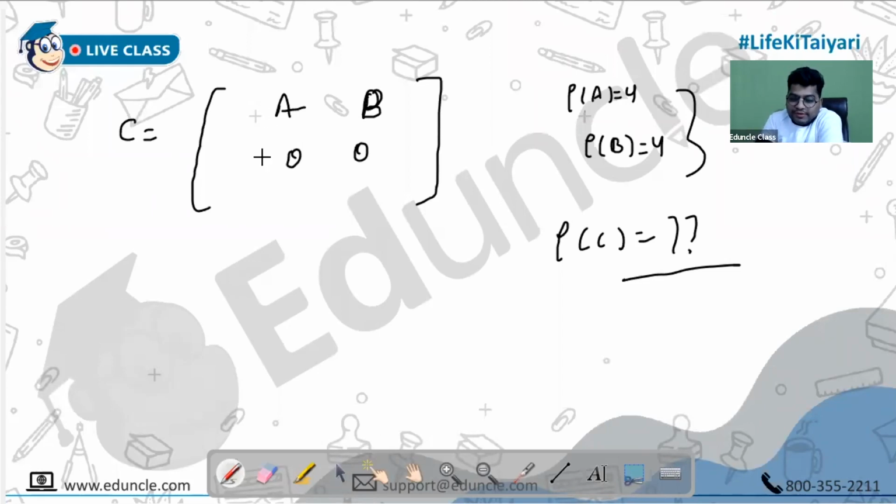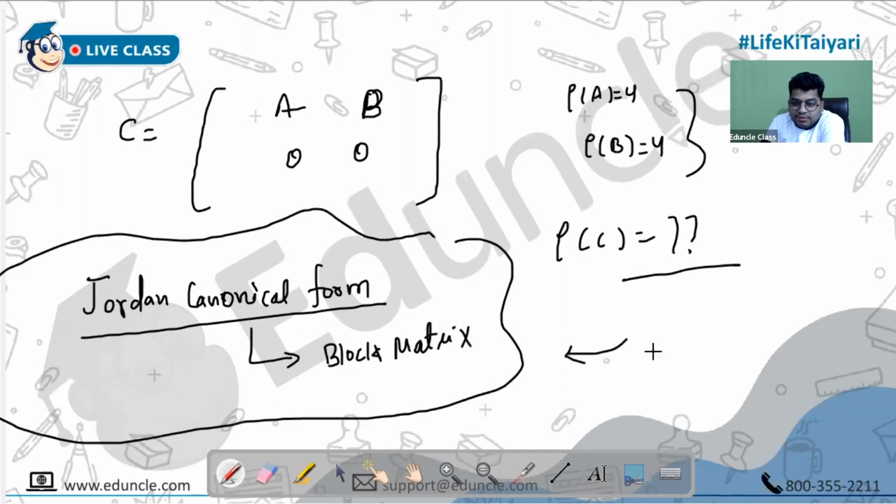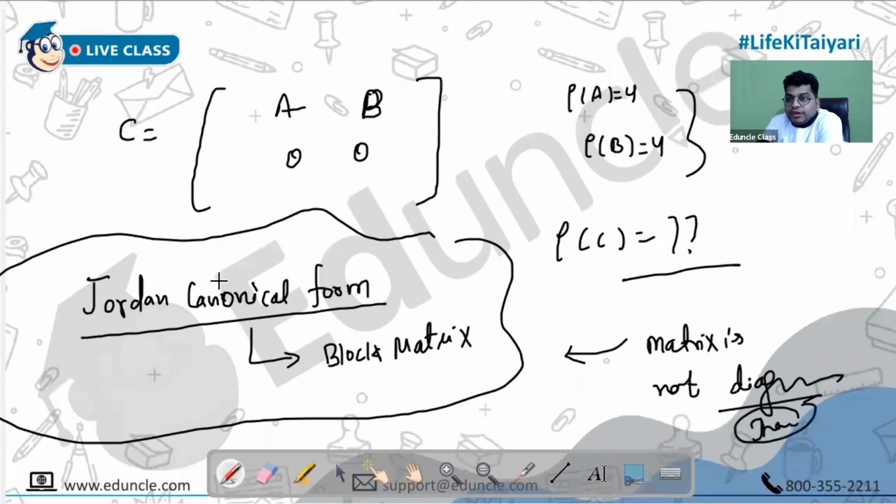Actually, the block diagonal matrix, the block matrix, is in the category of Jordan canonical form. If you want to read it, if you feel like it, you can. Jordan canonical form is the block matrix. Basically, when the matrix is not diagonalizable, then the matrix is block diagonalizable.